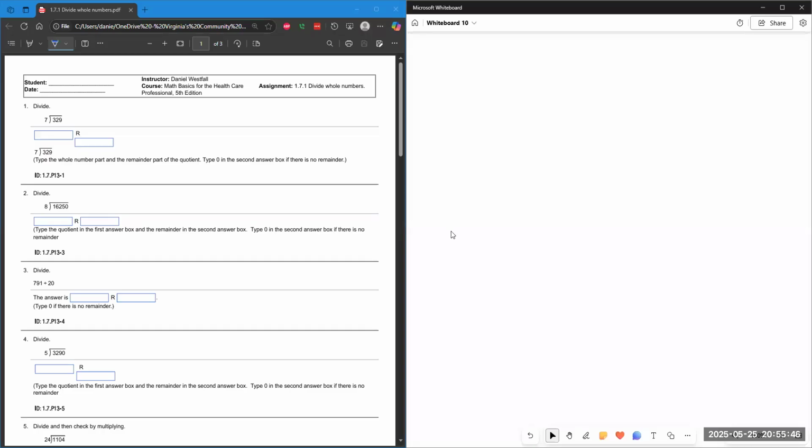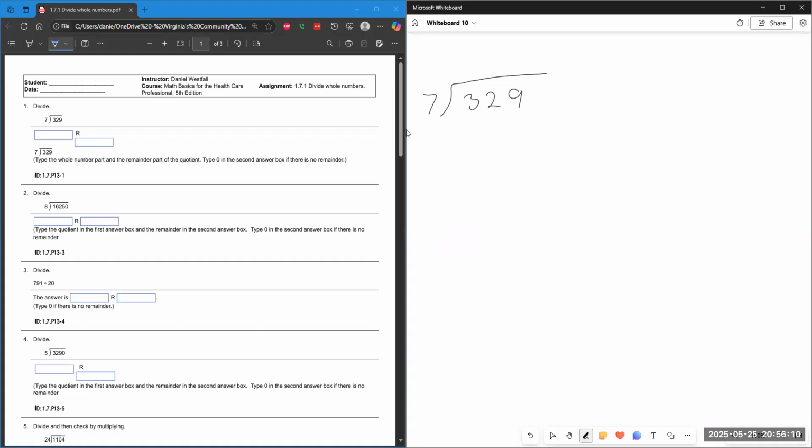All right, let's go ahead and divide whole numbers using remainder division. Our first problem is 7 into 329. So how many groups of 7 are there in 329? If 7 was a factor of 329, then we'll end up with a remainder of 0. If not, there will be some left over and we'll have to write a remainder.